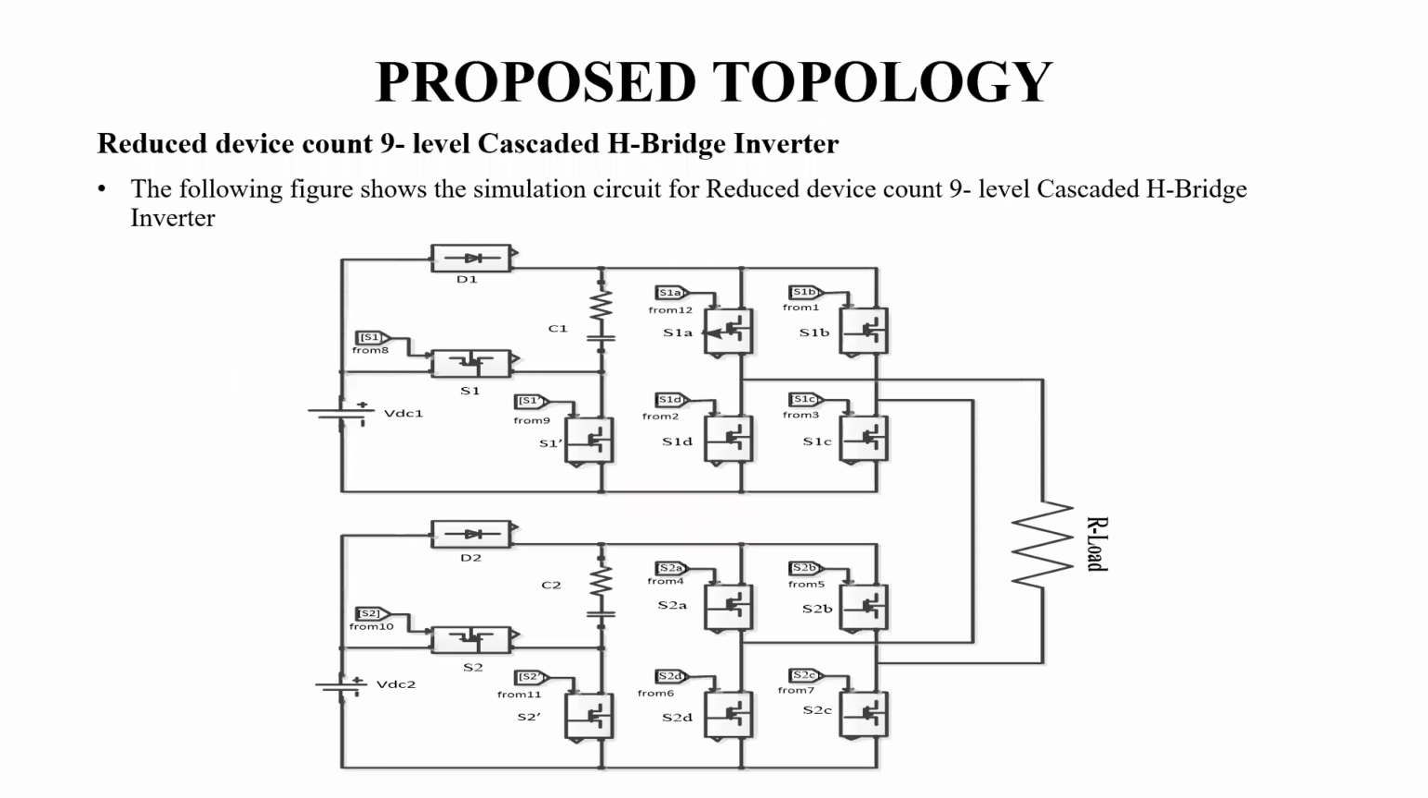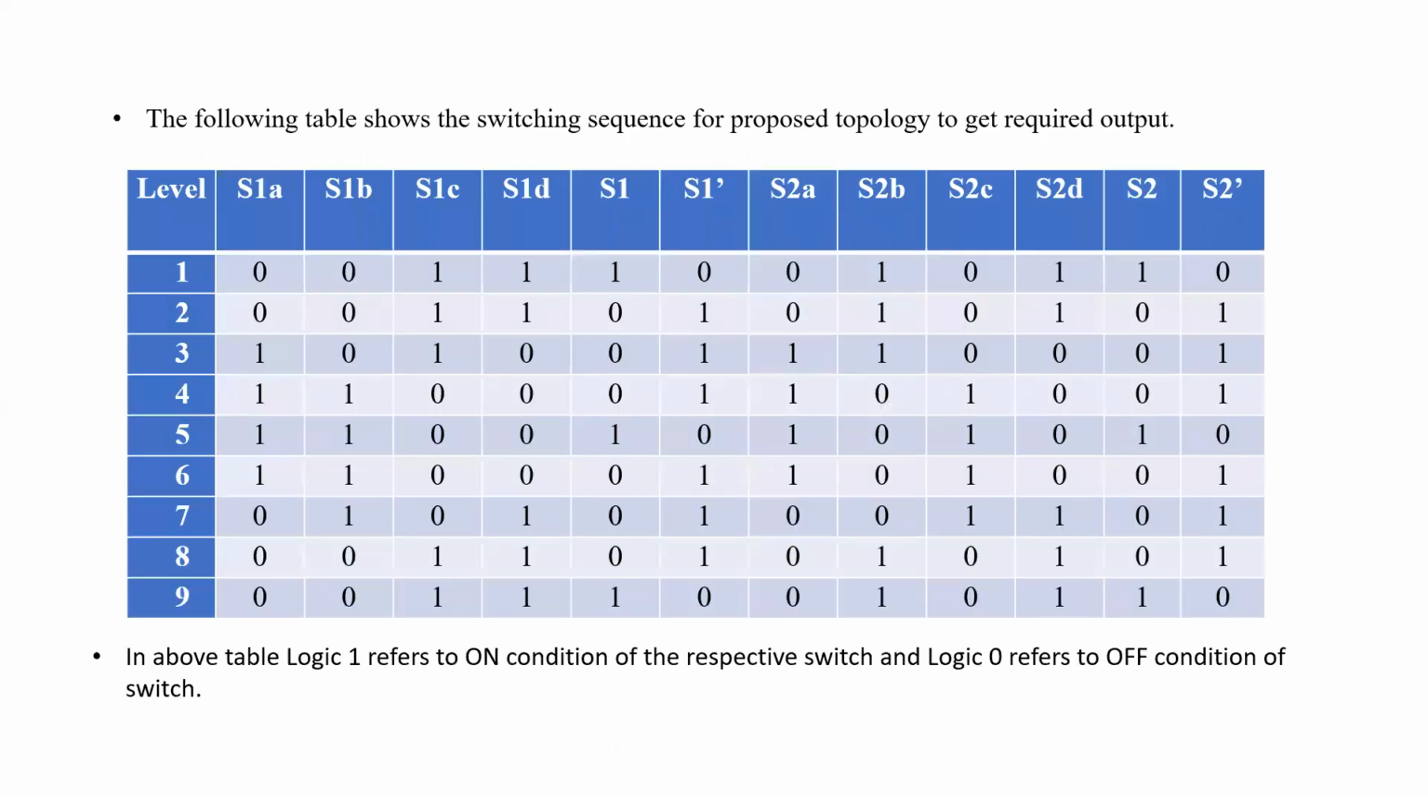This is the proposed topology, that is the reduced device count 9-level cascaded H-bridge inverter. The figure shows the simulation circuit for the proposed topology. It consists of two bridges, and each bridge consists of 6 power switches and one voltage source. Here a total of 12 switches and 2 DC sources are used. The switching sequence can be observed in the given table.